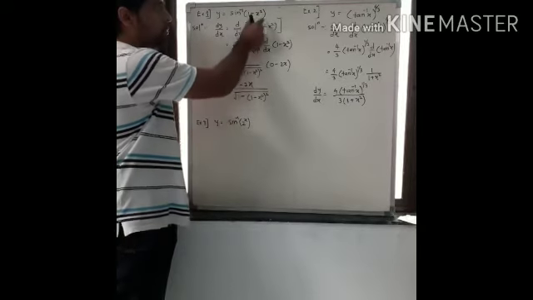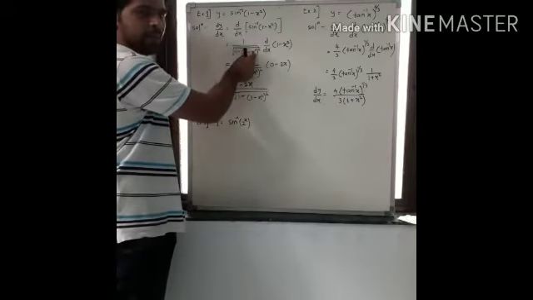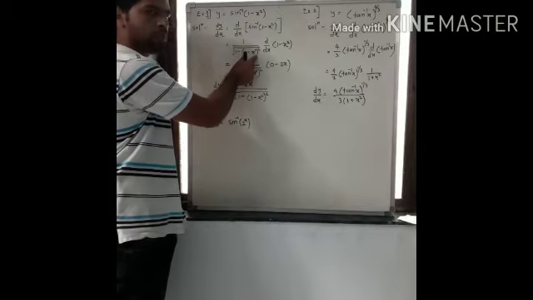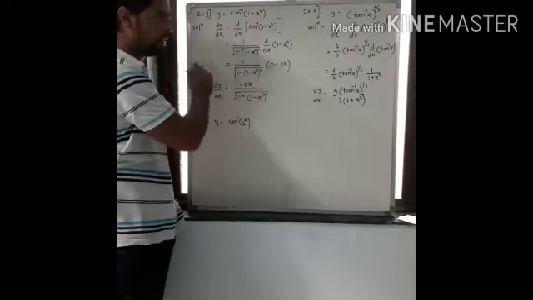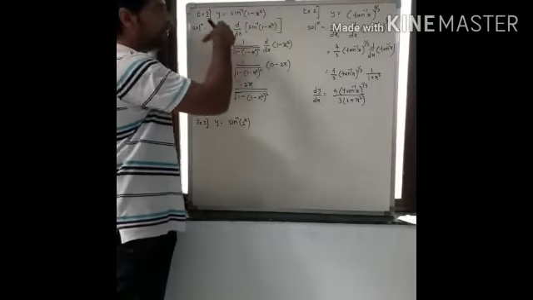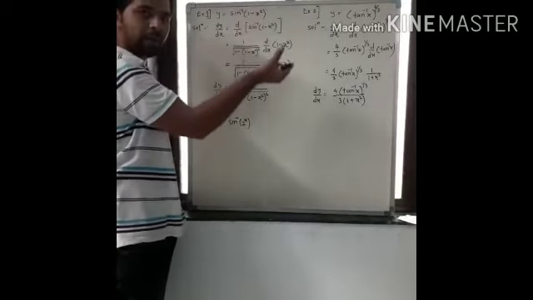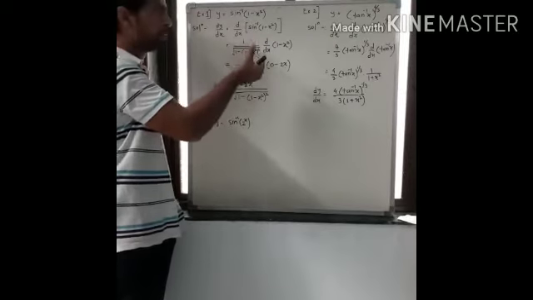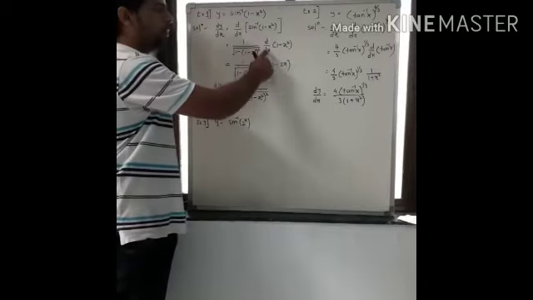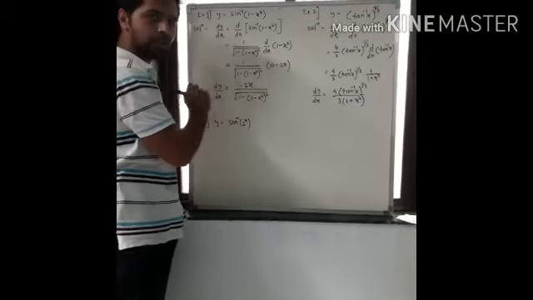We know we assumed this whole bracket as x, right? So we have to take the square of this whole bracket: 1 minus the bracket 1 minus x square, whole bracket squared. Now we are done with this. Now we have to differentiate this part separately. We have to differentiate this 1 minus x square separately.